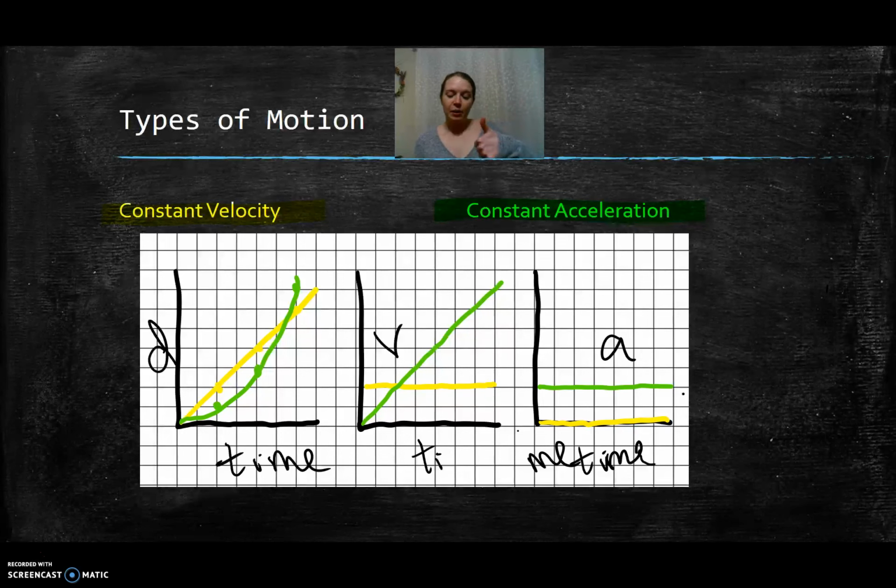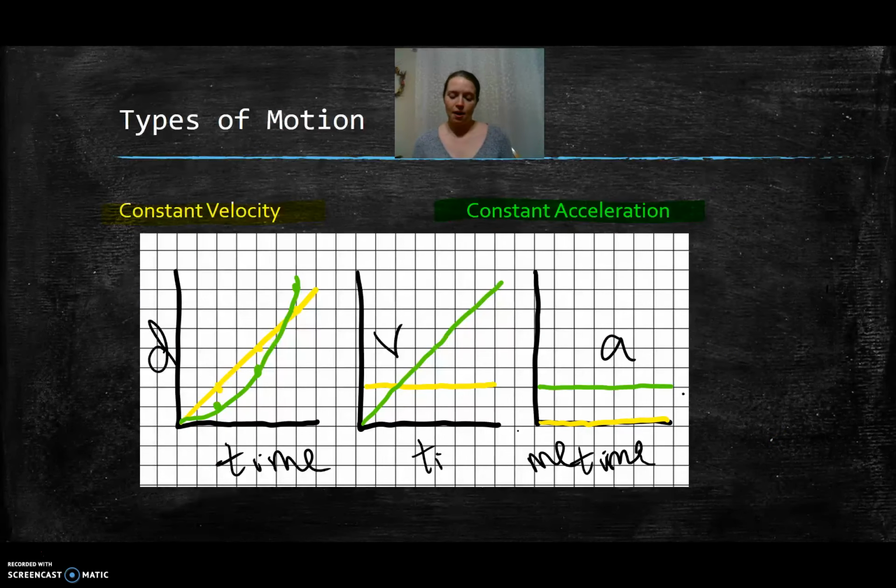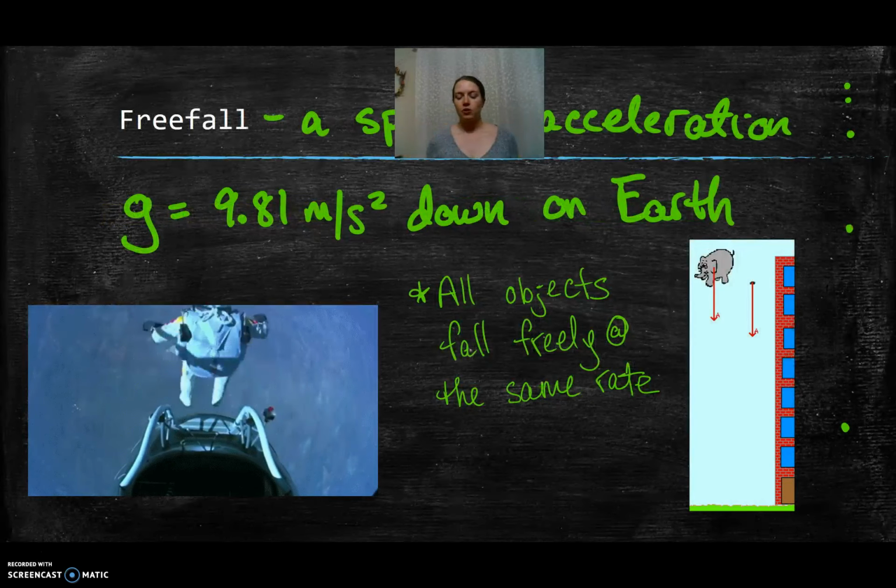So we've got dot diagrams for representing motion, we've got graphs for representing motion, and then of course we have the equations that are in your reference tables. a equals delta v over t, which we actually saw back here. vf equals vi plus at, d equals vit plus 1/2 at squared, and vf squared equals vi squared plus 2ad. You can use any of those formulas as long as you have 3 of the 4 things that are in them to solve for all sorts of fun stuff.